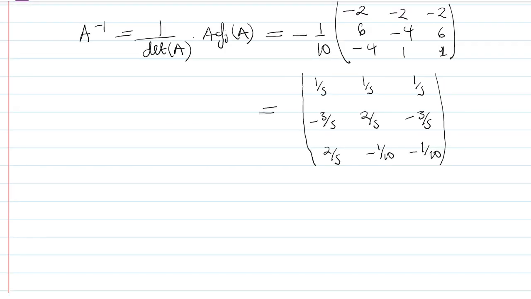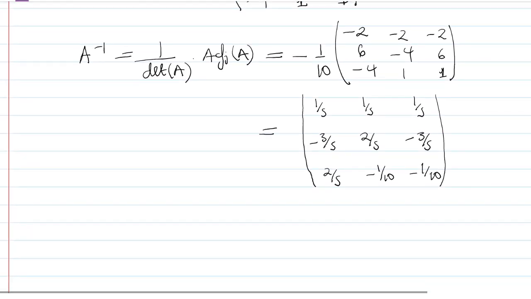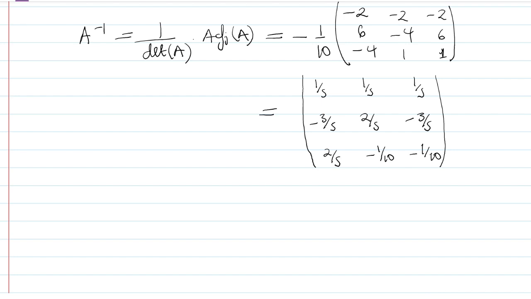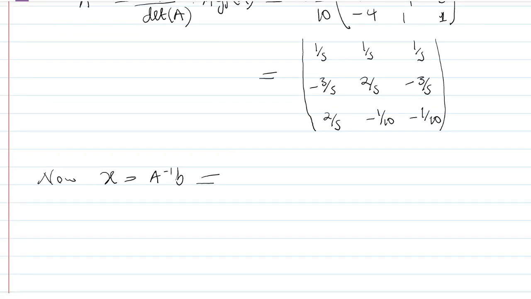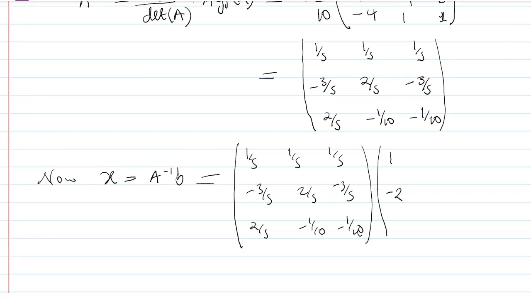All right, so we are just one step away. Having found the inverse of the matrix, we can now solve the system of linear equations. So now we said X is given by A inverse B, and this will be equal to, so we are going to take the product as follows. Our B is 1, -2, and 1.